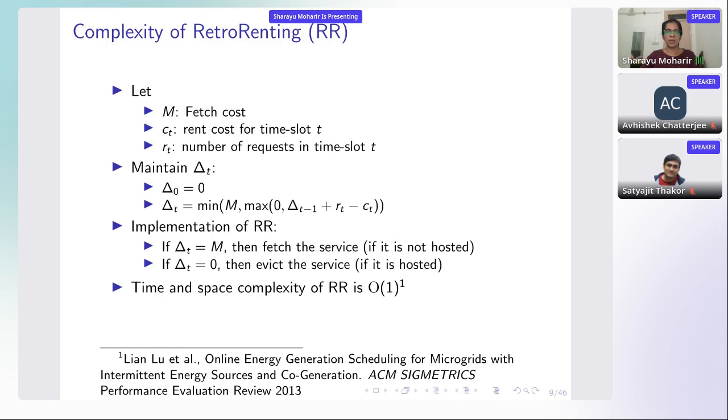Since I'm a little short on time, I'll not go into the details, but it suffices to state that the amount of information needed to implement this version of the RR policy is a constant, which does not increase with time. All we need to do is maintain a scalar, which is indicated by delta on this slide. And to keep track of delta, we need the knowledge of the fetch cost, the current rent cost, and the number of request arrivals in the current time slot. And this is a very simple linear computation with a max and a min that one has to make to update the value of delta over time. So to summarize, RR can actually be implemented with both storage and computational complexity that does not scale with time.